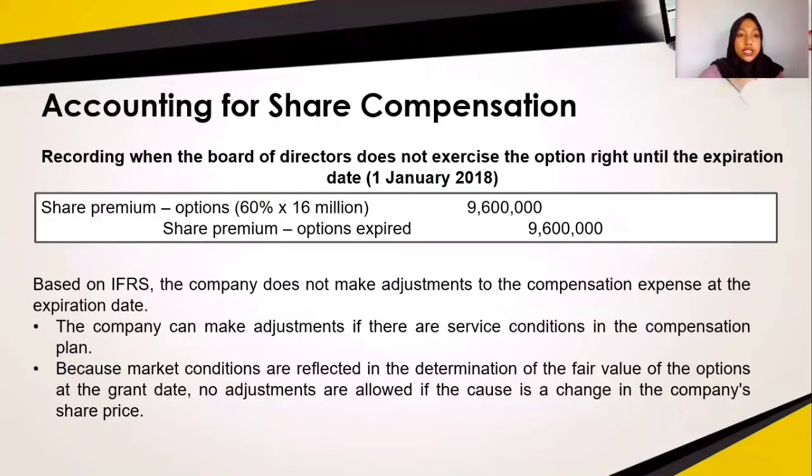So the next is the recording when the board of directors does not exercise the option right until the expiration. It is 6 years. On 1st January 2018, debit is share premium option, the nominal is 9 million 600,000, and credit share premium option expired, the nominal is 9 million 600,000.